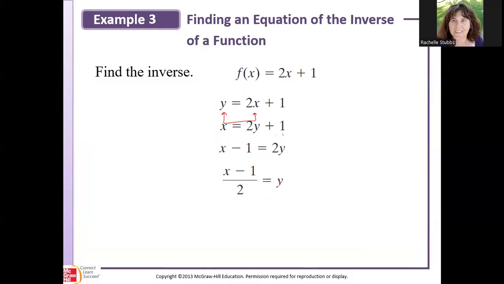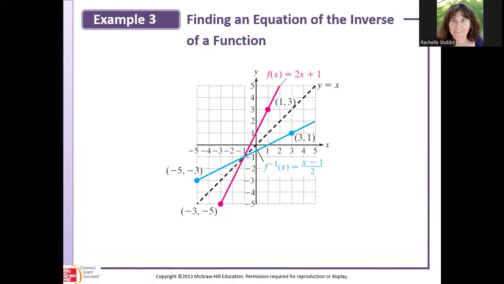Then what I do is I replace this with f inverse of x. It should be a -1. F inverse of x is equal to x minus 1 over 2. Now, here's what's cool about it. Here is the graph of f of x. Here is the graph of f inverse of x. And there's an axis of symmetry right through the origin that these guys could fold over on. If this was paper and I folded right here, this would map right onto here, and this would map right onto here.